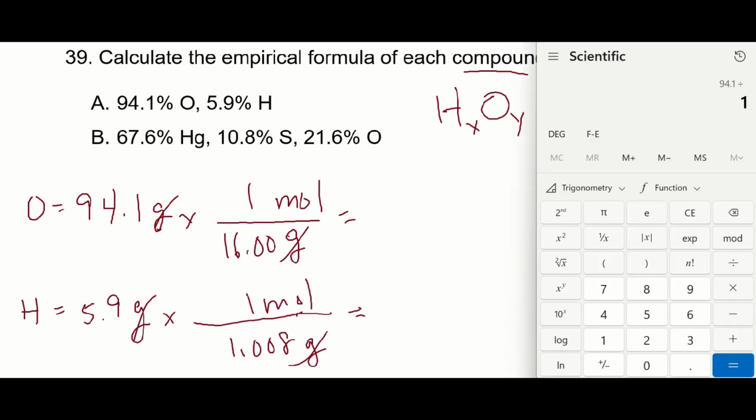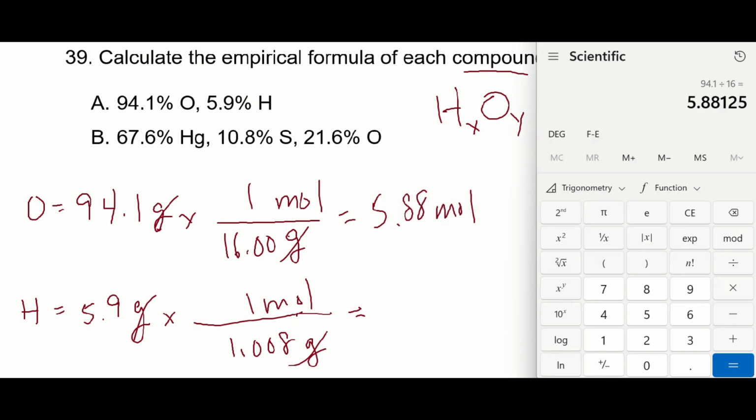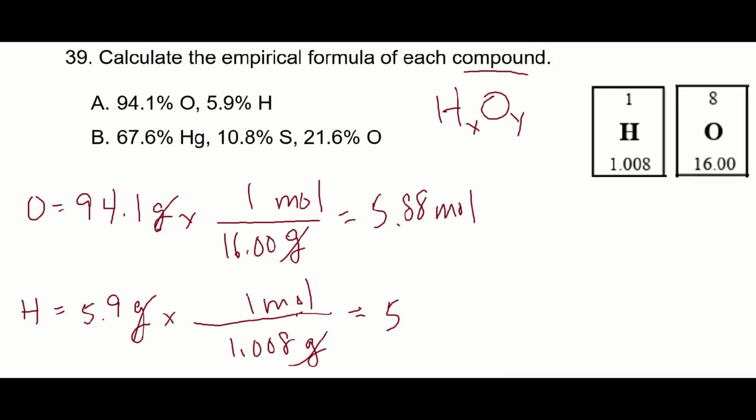94.1 divided by 16. If we had 94.1 grams of oxygen, we would have 5.88 moles of oxygen. Let's do the same for the hydrogen. If we had 5.9 grams of hydrogen, we would have 5.85 moles of hydrogen. Now you can see the mole ratios are almost identical, which means it's just a 1-to-1 ratio of hydrogen and oxygen. The empirical formula is HO.